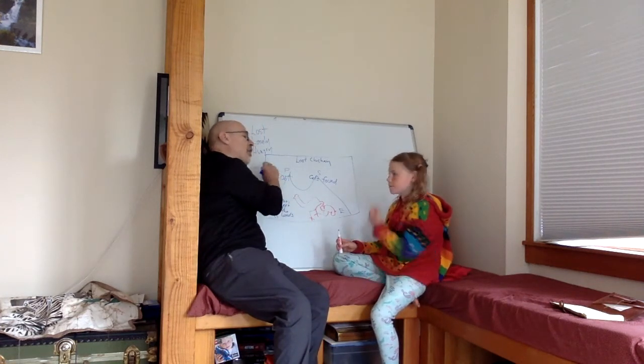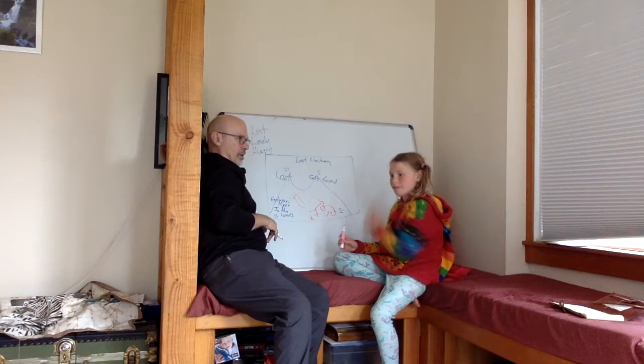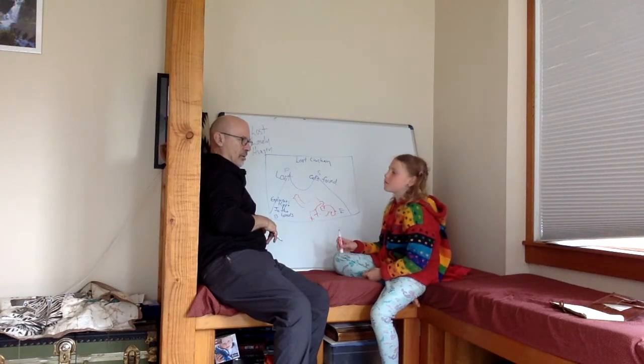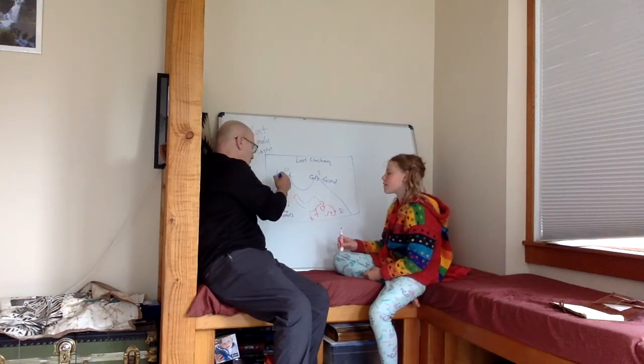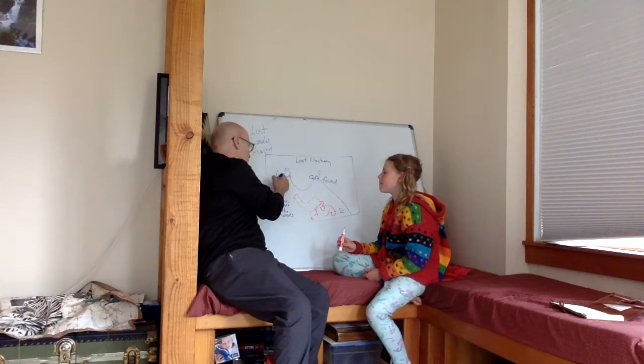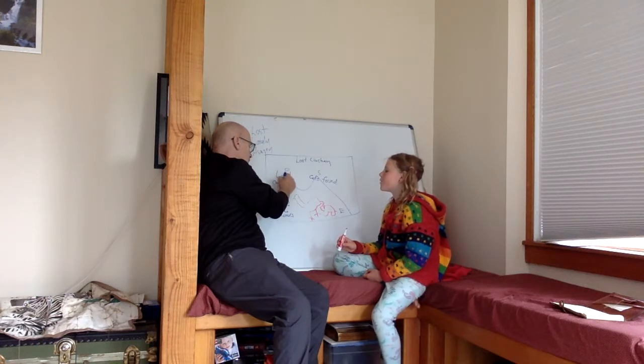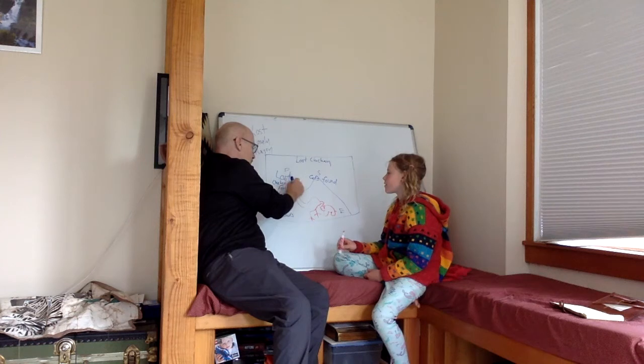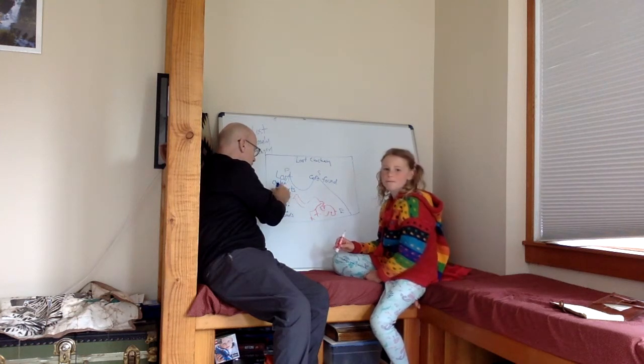And what is the chicken lost from? The barn. The barn. Okay. And why can't it find the barn? Because it forgot which way it went. Chicken forgets where the barn is. Okay.